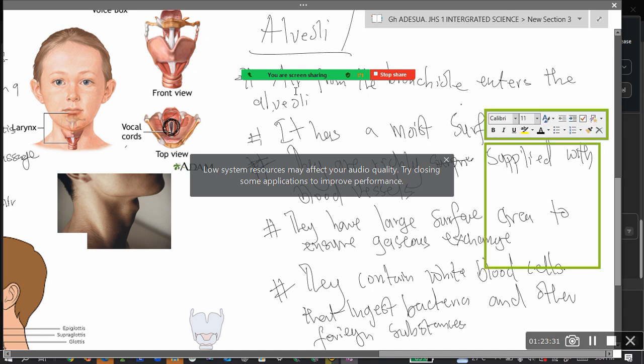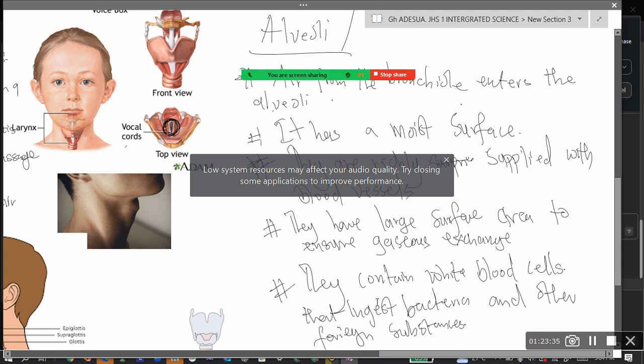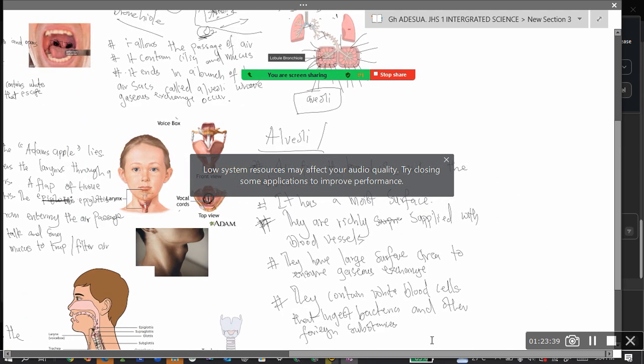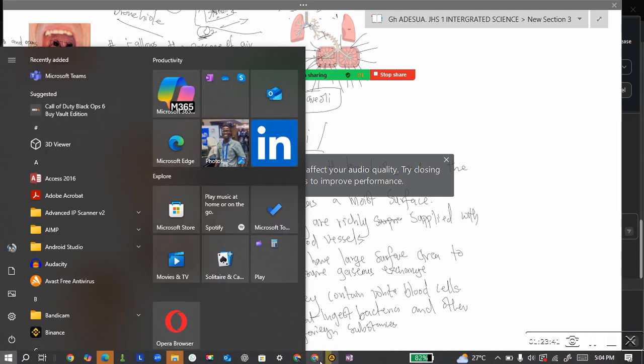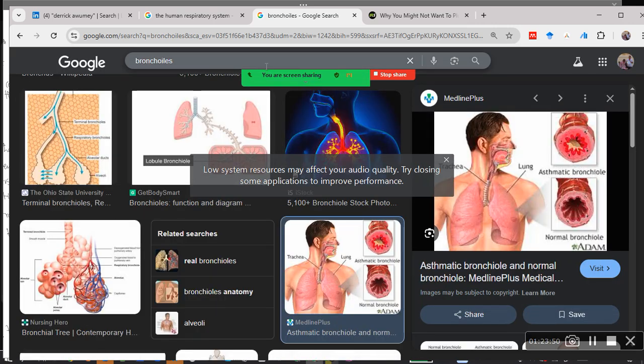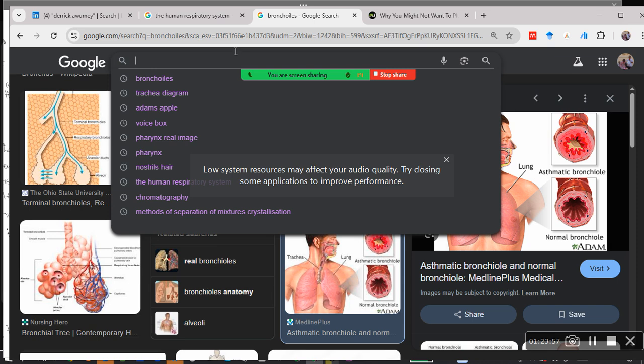Can you hear me? Hello. Okay. So let's take a look at the alveoli, and then we can call it a day. The alveoli is what we call the air sacs, and it's the last stage. That is where the gaseous exchange occurs. After the air has gone through all the processes, it gets stored in the alveoli, and that is where the true gaseous exchange occurs.